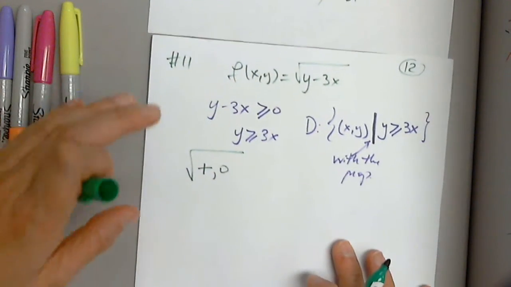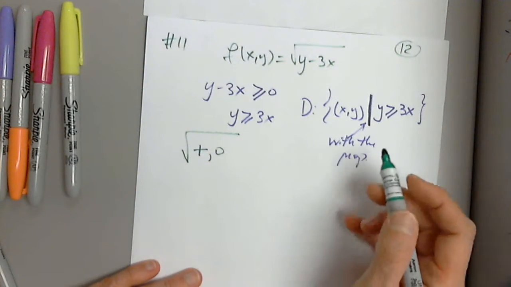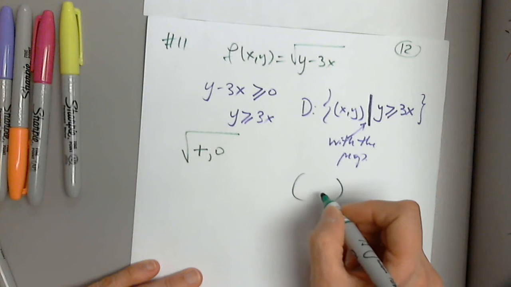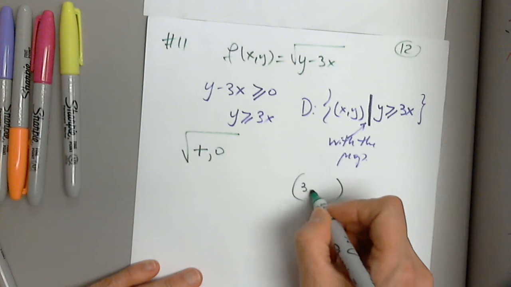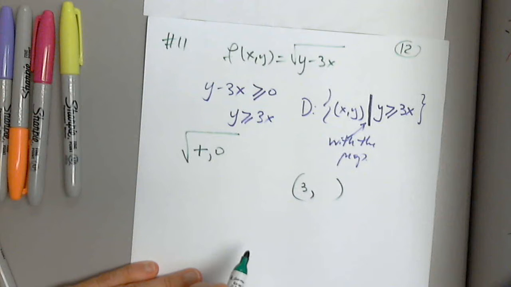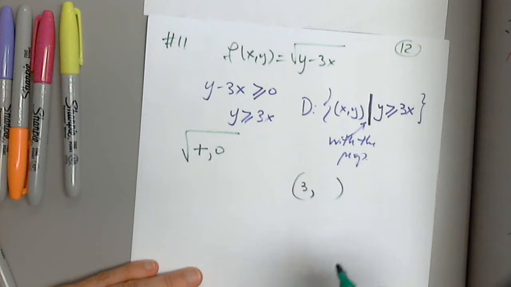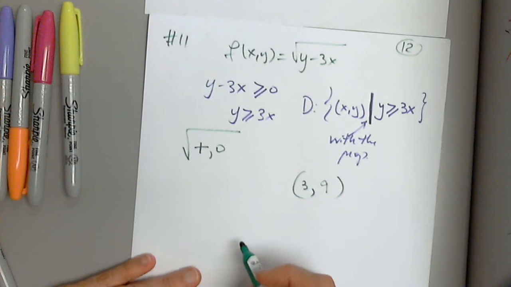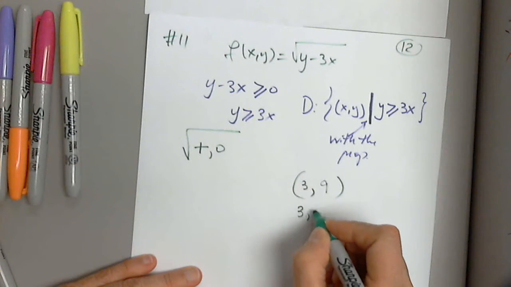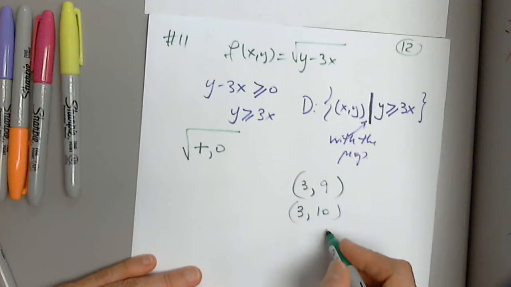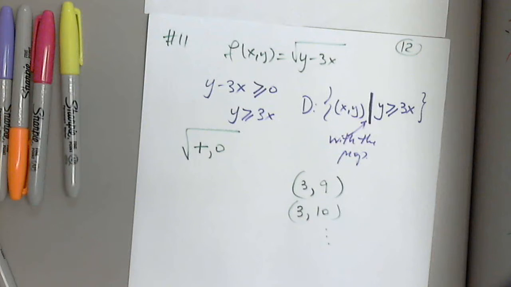So let's look at an example. It's a very good question. If x is 3, give me a possibility for y. Exactly. Another possibility is 3 comma 10, and so on and so forth. As long as the condition is fulfilled. Because if the condition is not fulfilled, then I will have the square root of a negative number, and we can't take the square root of a negative.